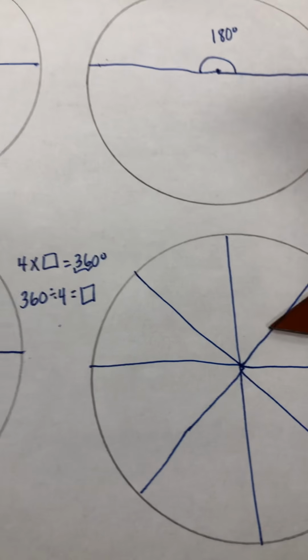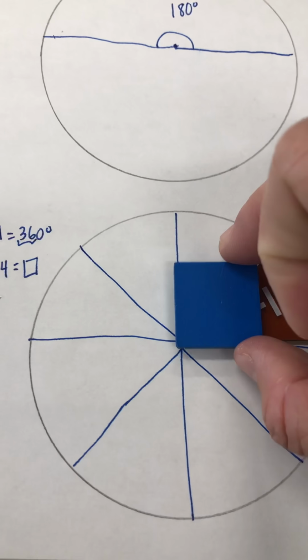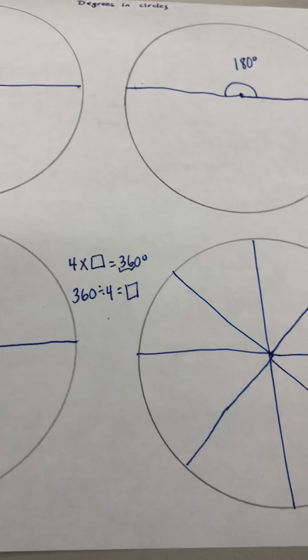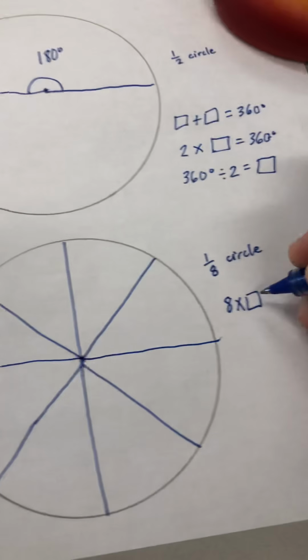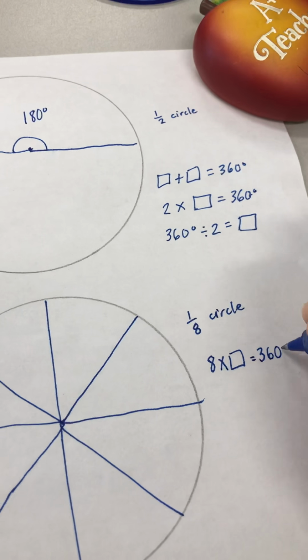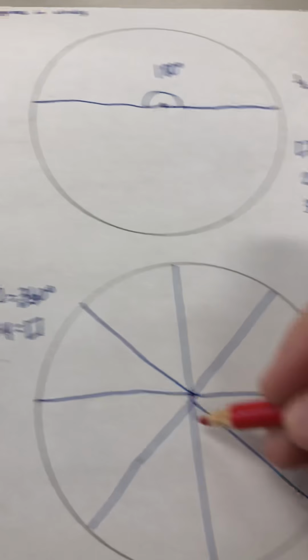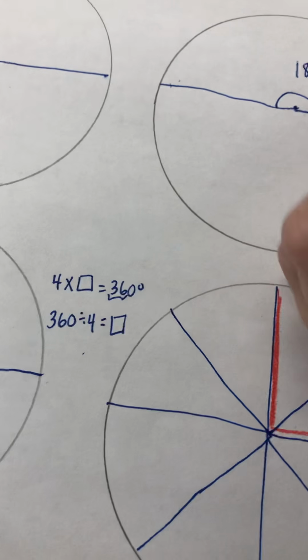All right, so here's my 1/8. I can see that this is a small angle. I can see that that's an acute angle. Okay, it's less than my 1/4. Now, how am I going to figure this out? So 8 times some number is equal to 360 degrees. That may not be the easiest problem to understand, but I also know we already just did 1/4.